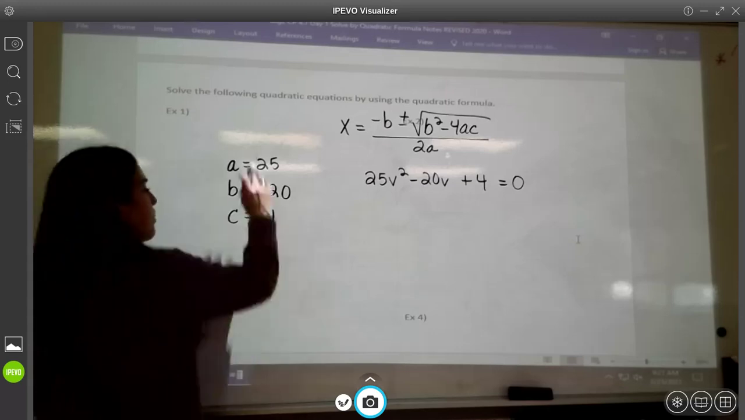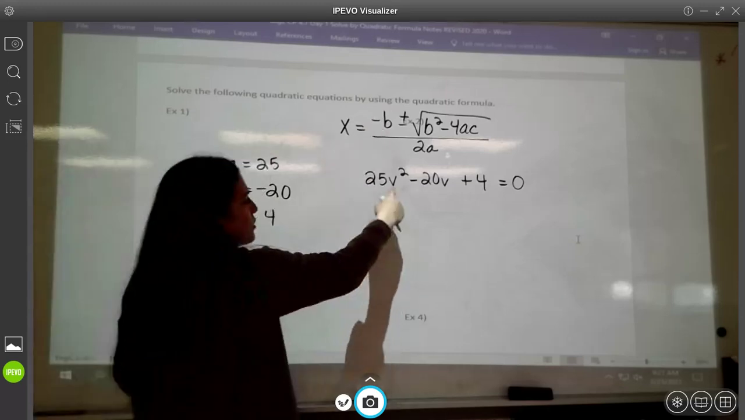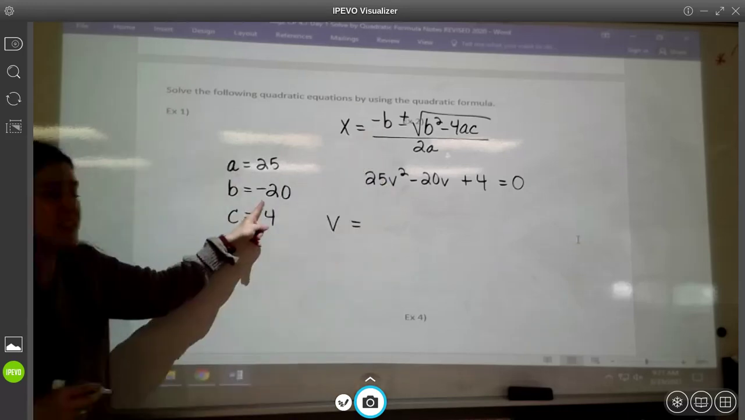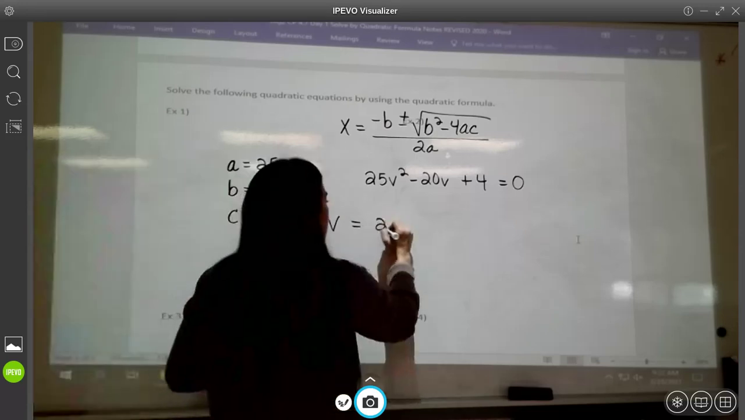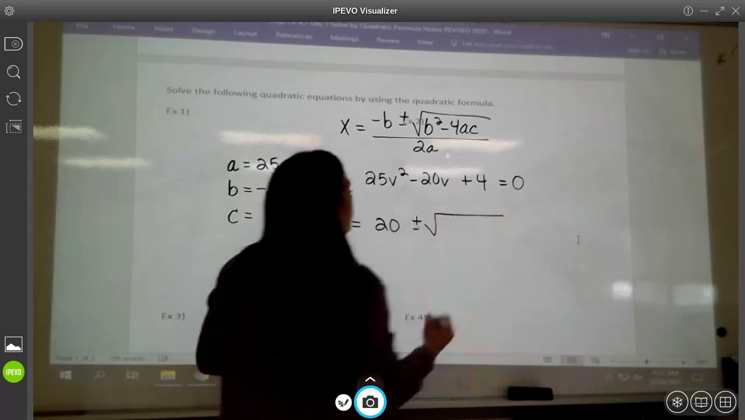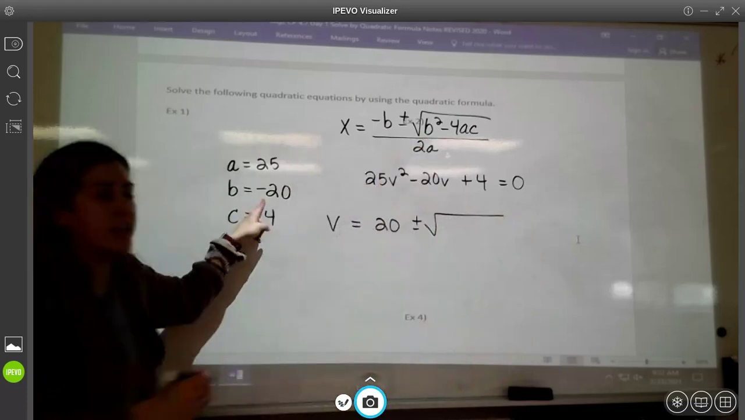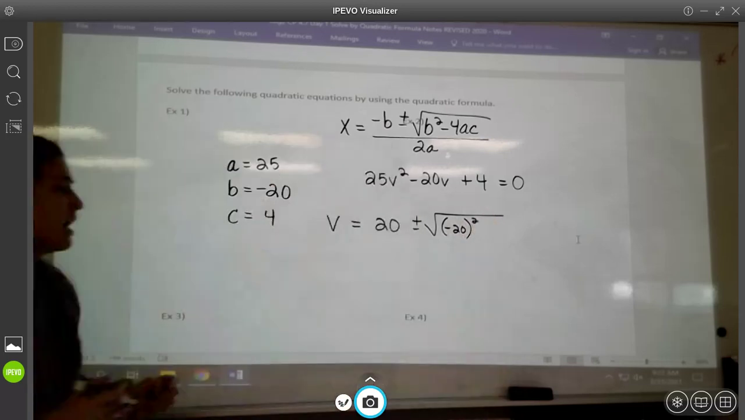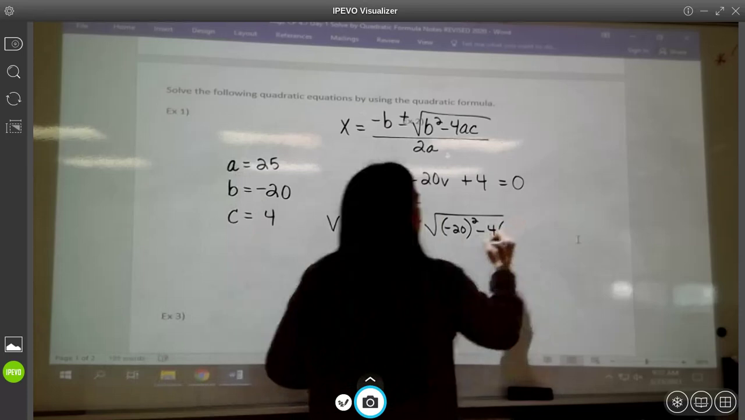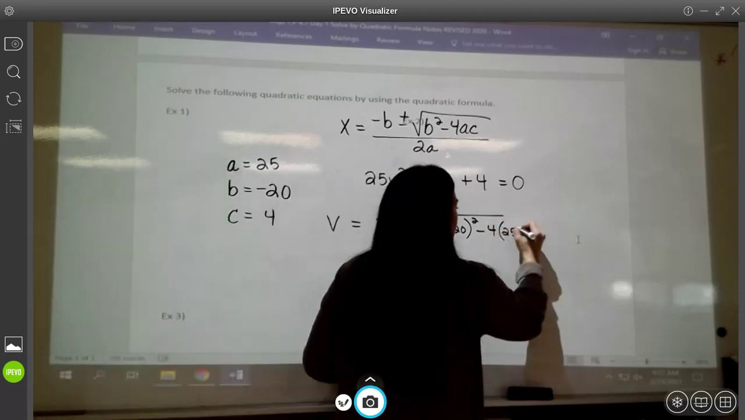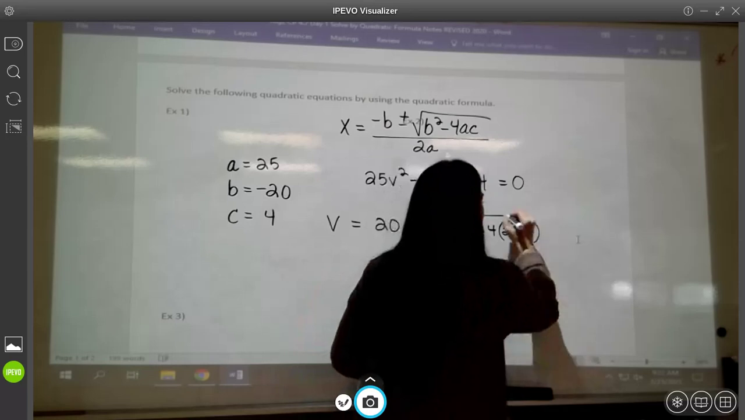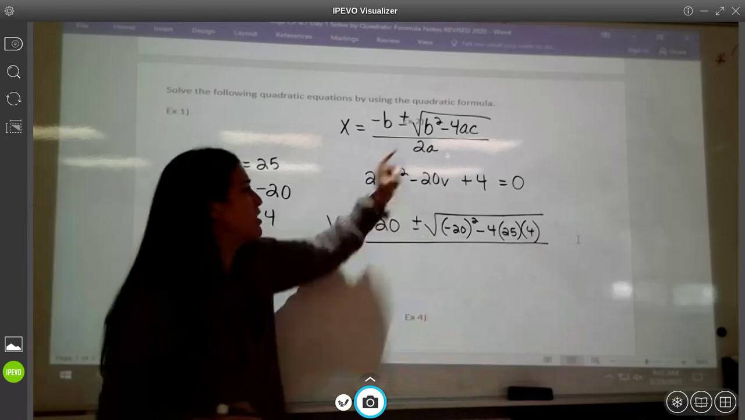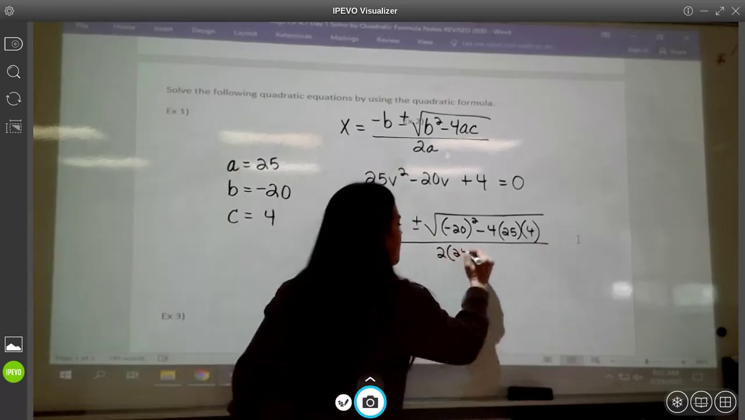All right, so now we know A, B, and C. Let's plug them into the formula. Technically, we're solving this for V instead of X. So V will equal the opposite of B, which is the opposite of negative 20, so just 20, plus or minus the square root of B squared, so negative 20 squared. We write it like this so that our calculator squares the 20 and the negative sign. Then we subtract 4, times 25, times positive 4. The whole right side is divided by 2 times A, which is 2 times 25.